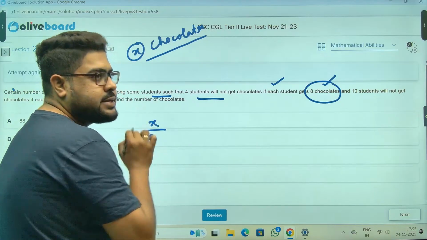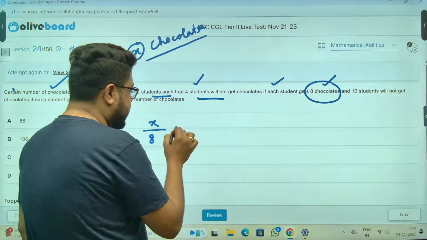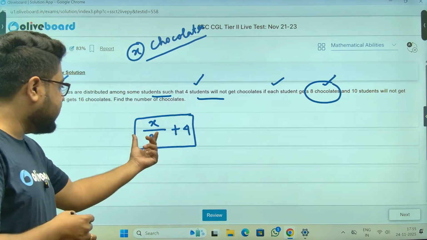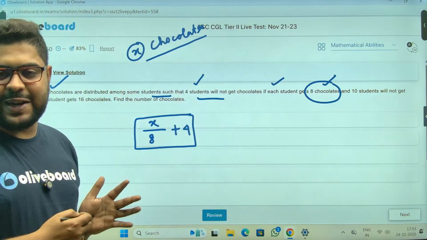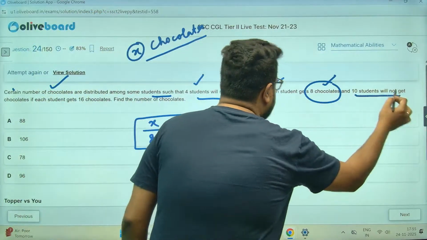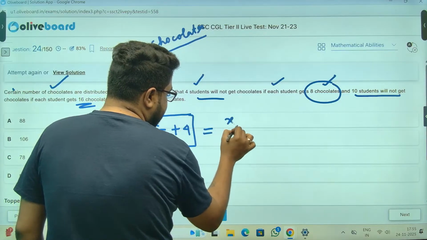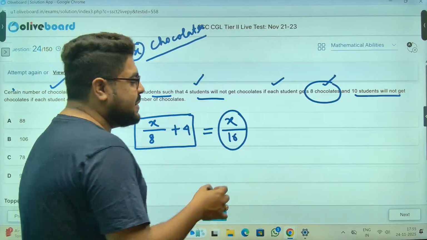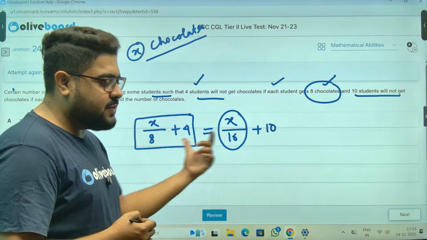So, these many students who got chocolates, but there are also students who haven't got any chocolate. So, plus 4. This is the total number of students. Out of these, X by 8 students have got chocolates. These 4 have got nothing. Same thing you do in the next situation. 10 students will not get chocolate if everybody gets 16. So, if you take X by 16, the number of students who got chocolates, plus there are students who have not got any chocolates. So, total is always the same.